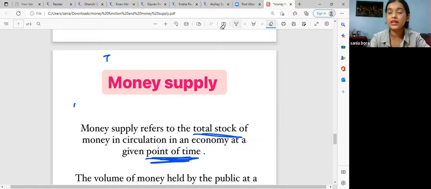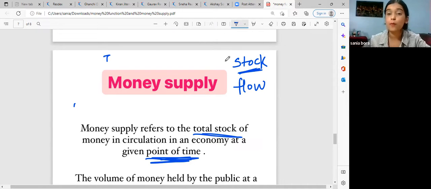Okay. So basically, Naveen, just remember one thing. There are two things in economics. One is stock and one is flow. Stock is point of time. For example, I'm just telling you, Naveen, on 21st July 2022, how much money you have. So that is a stock concept.